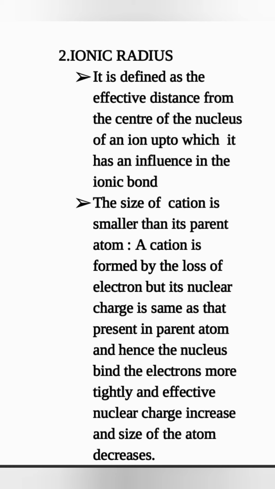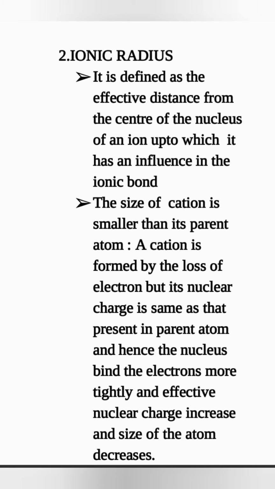The size of the cation is smaller than its parent atom, because a cation is formed by the loss of electron, but its nuclear charge remains the same. The nucleus binds the electrons more tightly, the effective nuclear charge is increased, and the size of the atom decreases. For the exam, they'll be asking why the cations are smaller than the parent atom.